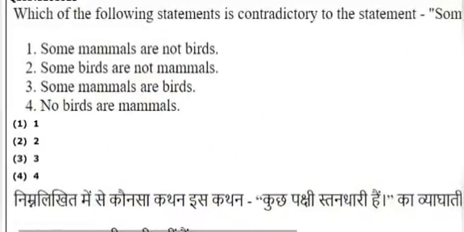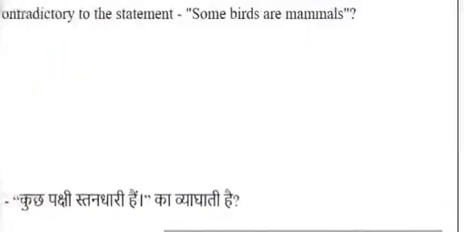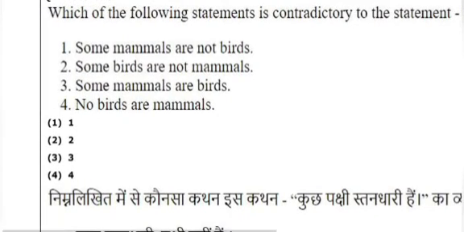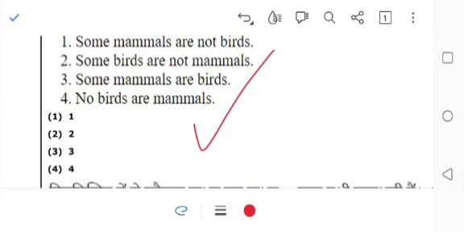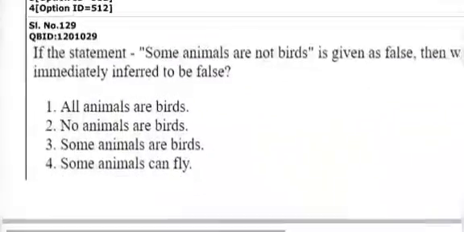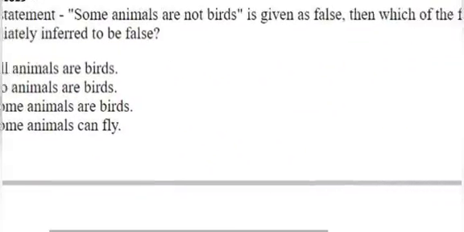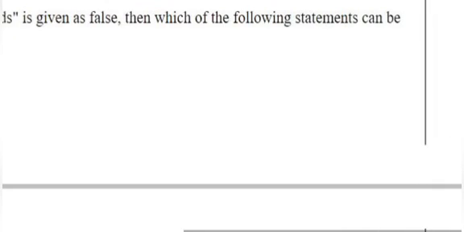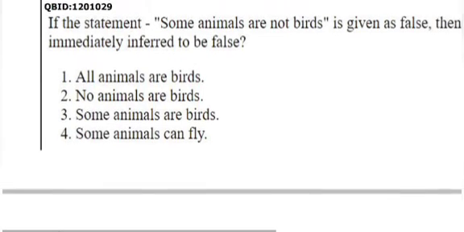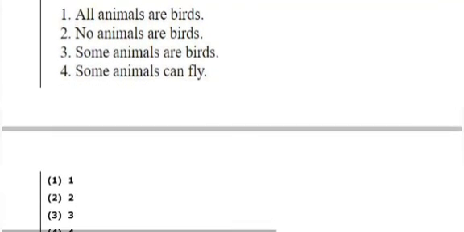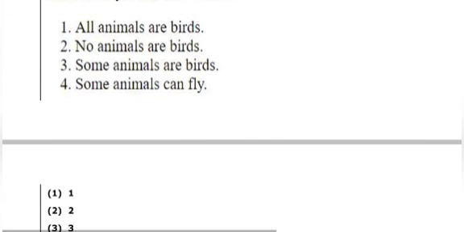28, which of the following statements is contradictory to the statement: some birds are mammals? Some mammals are not birds. Some birds are not mammals. Some mammals are birds. No birds are mammals. For 28, the correct option will be no birds are mammals. Next, 29. If the statement some animals are not birds is given as false, then which of the following statements can be immediately inferred to be false? All animals are birds. No animals are birds. Some animals are birds. Some animals can fly. So 29's correct answer will be no animals are birds. This will be our correct option.